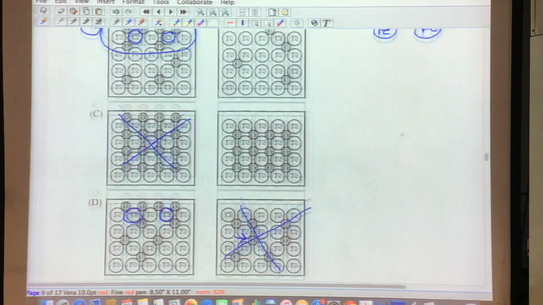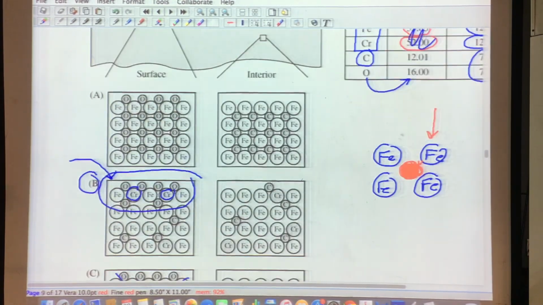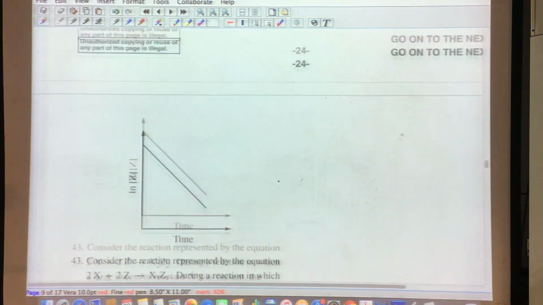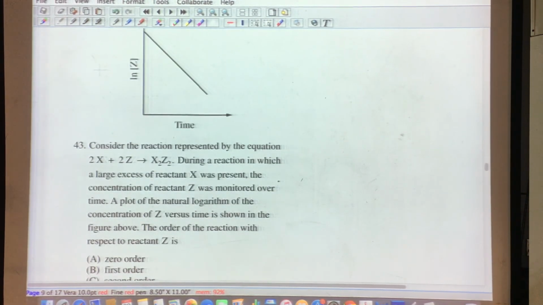In any case, whatever question that was, 42 was choice B, okay? Oh my gosh, so many people got this wrong. How many times are they going to ask you whether something is first or second order? They can only ask you that with graphs, okay?